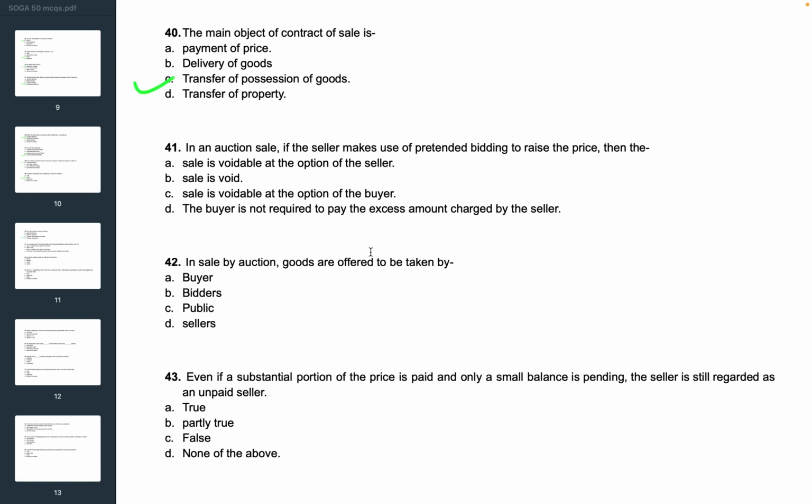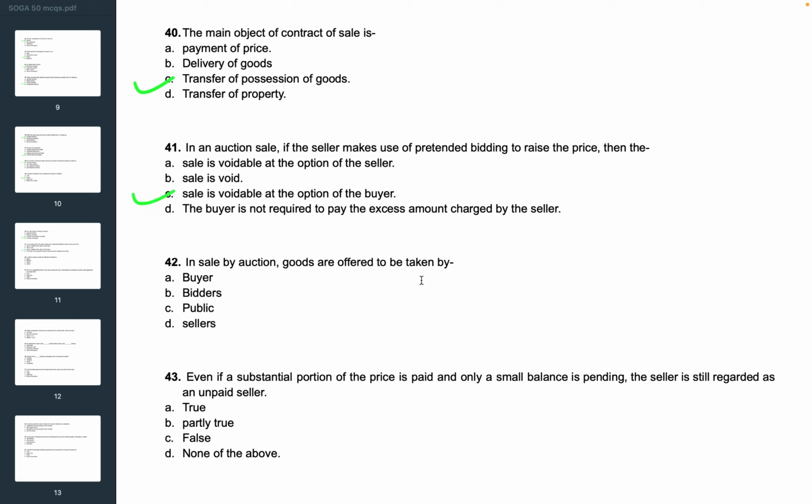Next question. In an auction sale, if the seller makes use of pretended bidding to raise the price, then the options are A. Sale is voidable at the option of the seller, B. Sale is void, C. Sale is voidable at the option of the buyer, D. The buyer is not required to pay the excess amount charged by the seller. The correct answer is C. Sale is voidable at the option of the buyer.